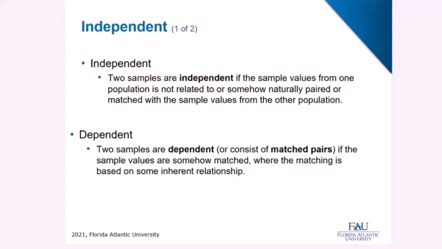Independent: two samples are independent if the sample values from one population are not related to or somehow naturally paired or matched with the sample values from the other population. Two samples are dependent, or consist of matched pairs, if the sample values are somehow matched, where the matching is based on some inherent relationship.